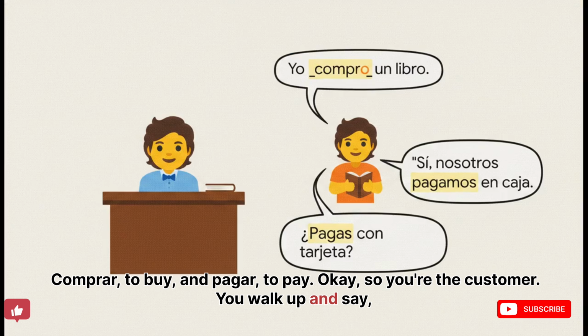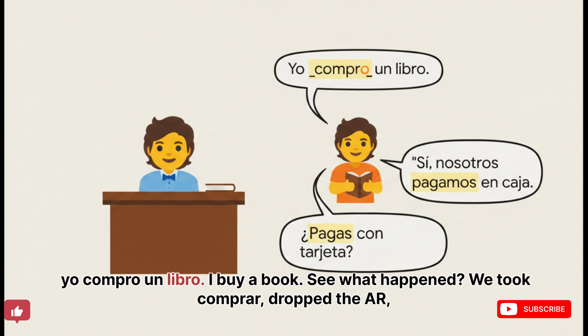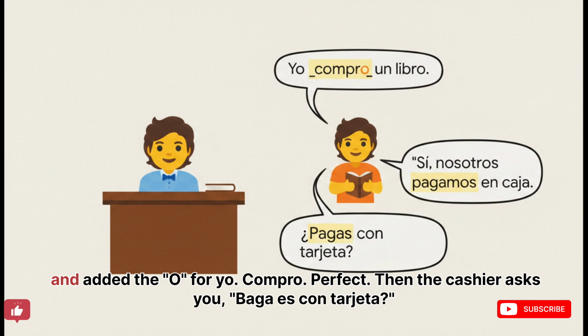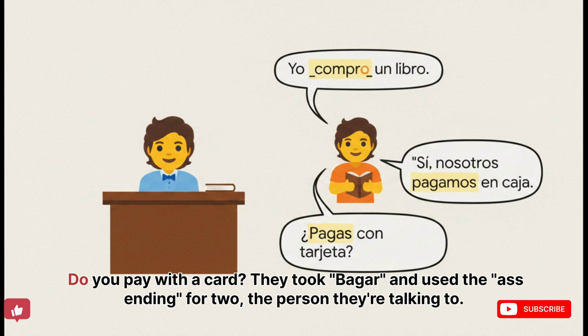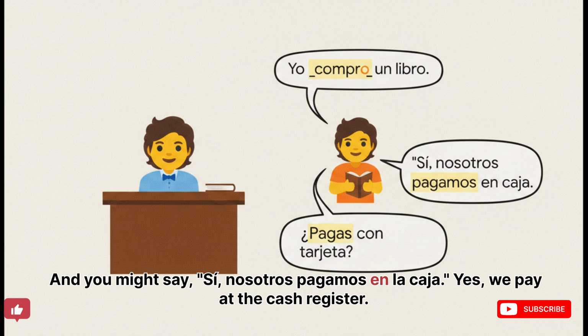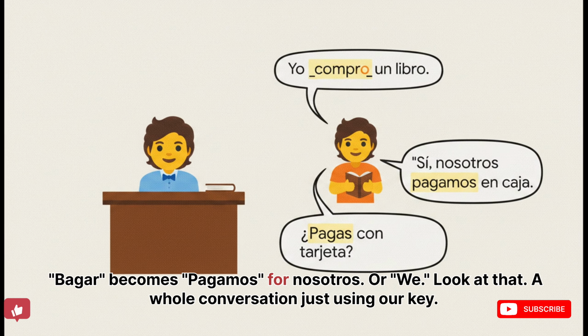Okay, so you're the customer. You walk up and say, Yo compro un libro. I buy a book. See what happened? We took comprar, dropped the AR, and added the O for yo, compro. Perfect. Then the cashier asks you, ¿Pagas con tarjeta? Do you pay with a card? They took pagar and used the as ending for tú, the person they're talking to. And you might say, Sí, nosotros pagamos en la caja. Yes, we pay at the cash register. Pagar becomes pagamos for nosotros, or we. Look at that, a whole conversation just using our key.